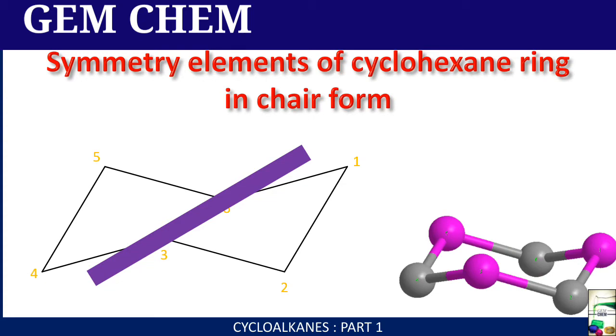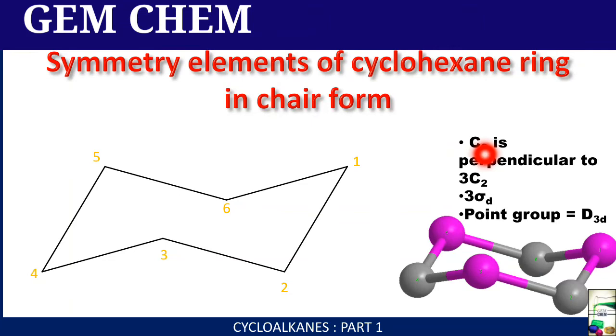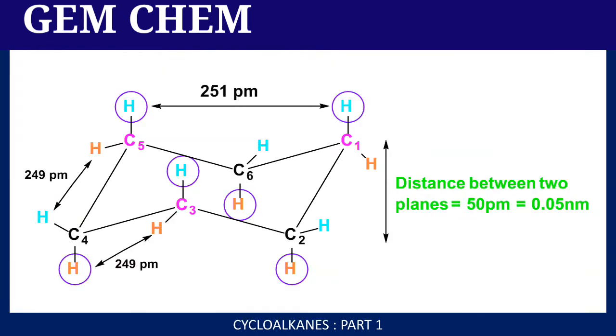Also you have to understand that the axis which is C3 passing through the center of the cyclohexane ring also contains a S6, a center of symmetry, that is i is also present in this particular molecule. So ultimately what we get is that C3 is perpendicular to 3C2, and when we observe C3 to be perpendicular to the C2s, then the point group which we require to derive is always D. And since the principal axis is C3 with a subscript of 3, so it will be D3. And there is also a presence of 3 sigma D, which implies that the point group must be D3d, and this is very important. Next we go to the structural details of cyclohexane ring.